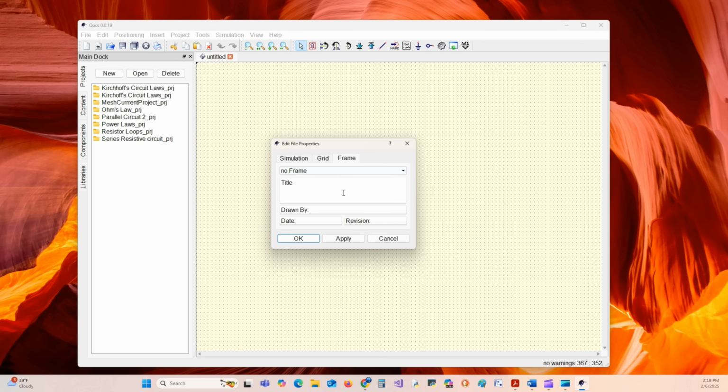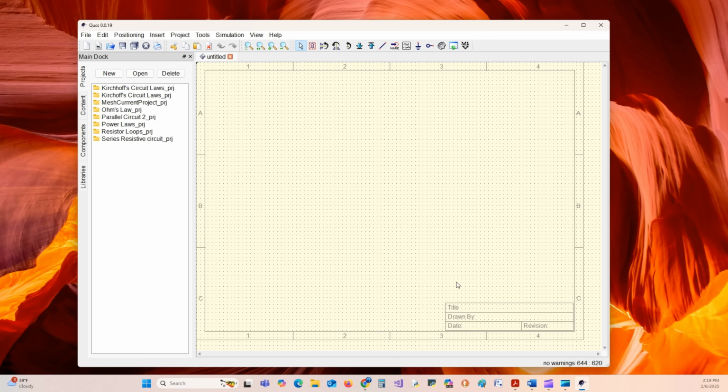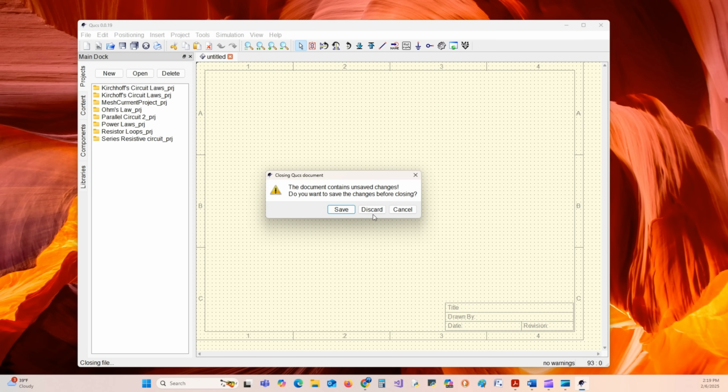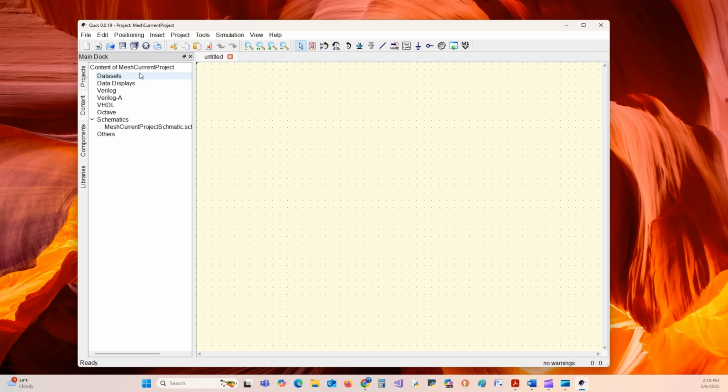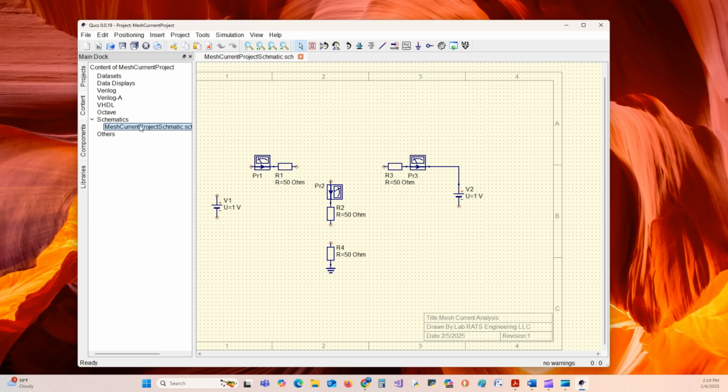I'm going to select a frame. I like A5. Select A5. I would title it, enter who drew it, which Lab Rats Engineering, date, revision. Say okay. You get this right here. I don't want this, so I'm going to just delete it, discard it. I'm going to click this project and say open. It creates this database here for me. Here is my schematic. Double click it, brings this up.